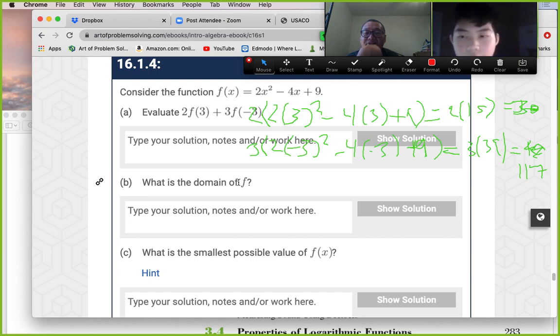And then you add these two together. 30. Yeah, 147. Yeah, that's correct. Then they ask you, what is the domain of f?